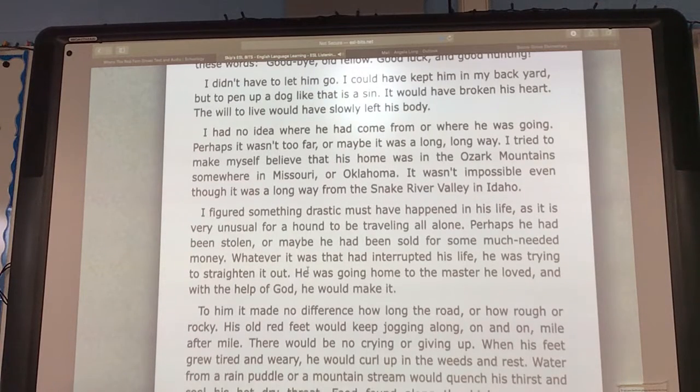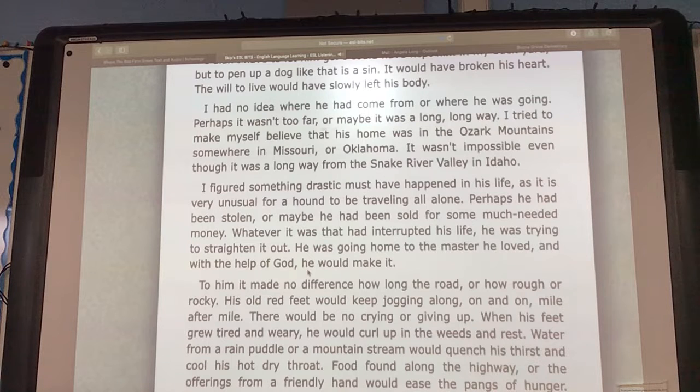I had no idea where he had come from or where he was going. Perhaps it wasn't too far, or maybe it was a long, long way. I tried to make myself believe that his home was in the Ozark Mountains, somewhere in Missouri or Oklahoma. It wasn't impossible, even though it was a long way from the Snake River Valley in Idaho. I figured something drastic must have happened in his life, as it is very unusual for a hound to be traveling all alone. Perhaps he had been stolen, or maybe he had been sold for some much-needed money.